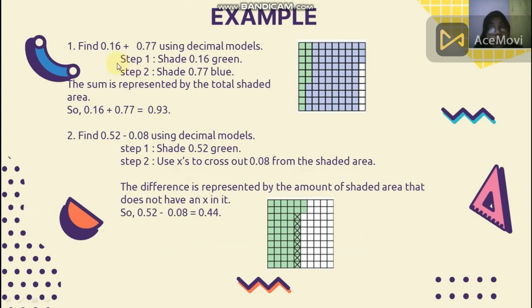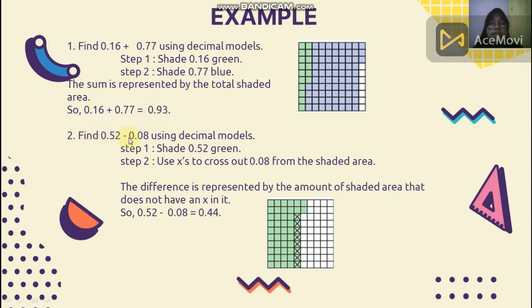Example 1. Find 0.16 plus 0.77 using a decimal model. Step 1. Set 0.16 green. Step 2. Set 0.77 blue. The sum is represented by the total set area. So 0.16 plus 0.77 is equal to 0.93.